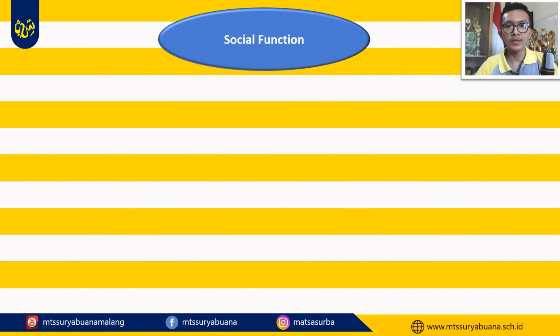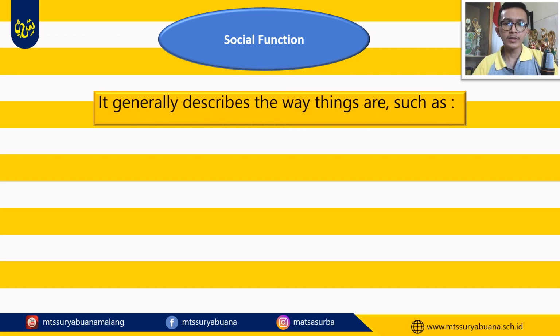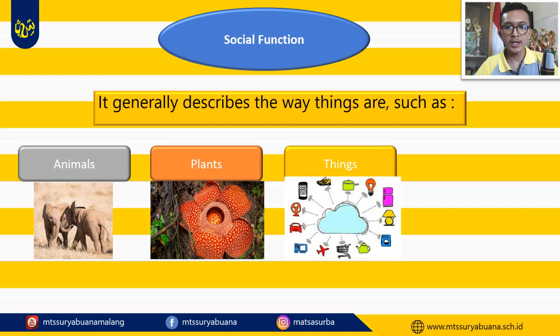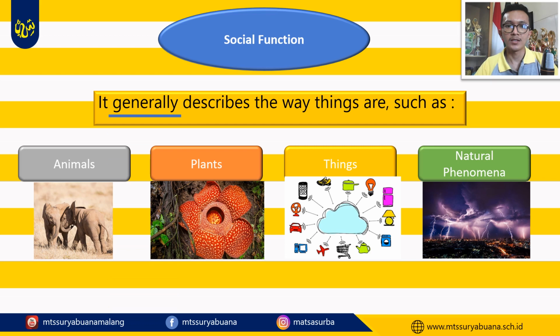Alright, let's talk about social function. What is the purpose of this text? This text generally describes the way things are, such as animals, plants, and of course natural phenomena. So don't forget, this text only talks in general. It is not written or discussed for special or specific information about that thing.